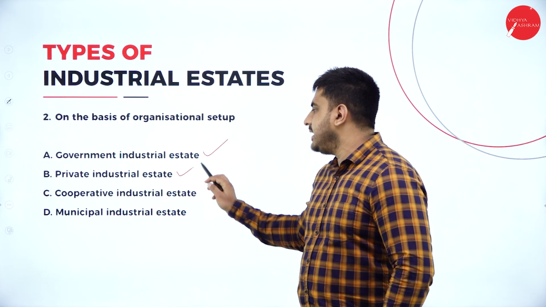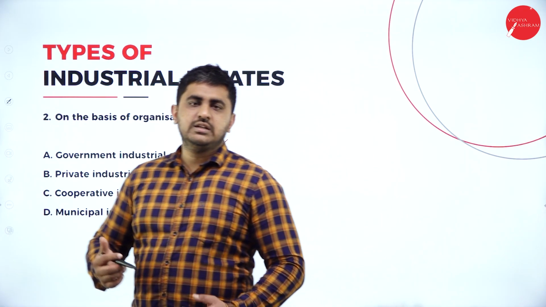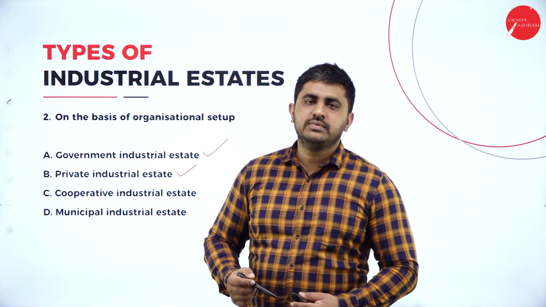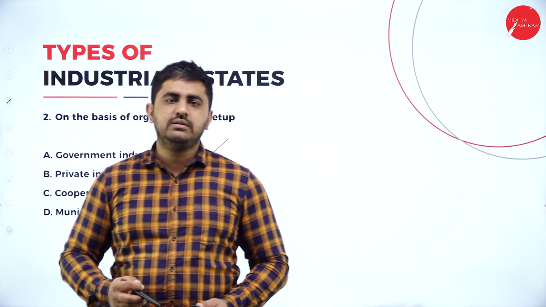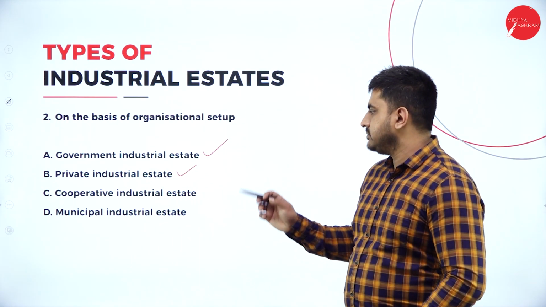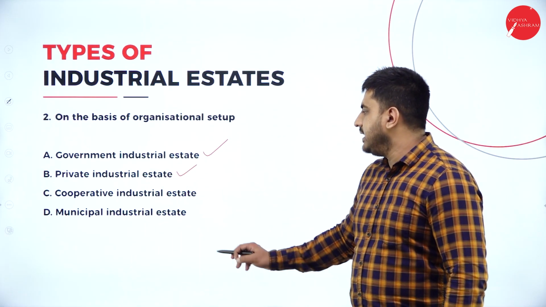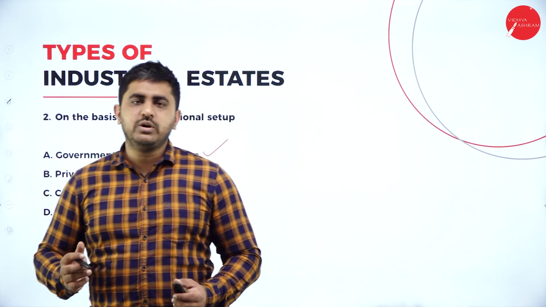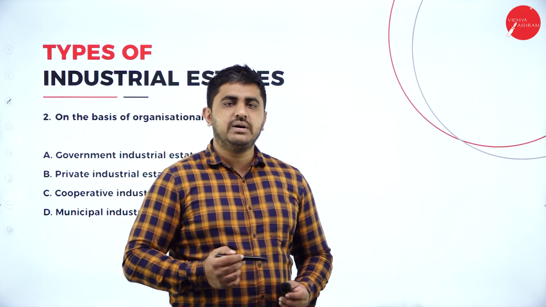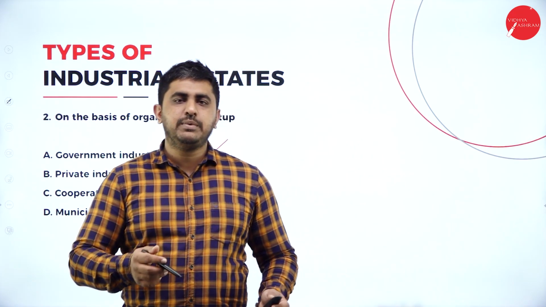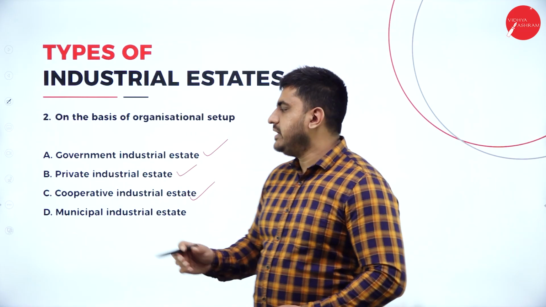Private industrial estates are set up by private parties. Suppose a person has 300 acres of land outside Mysore. He can start his own industrial estate, but only after taking the license from the government. Then cooperative industrial estate. So cooperative industrial estate is not profit motive. They want to serve their own members. Whatever profit they are making, they will help the needy people who are inside that cooperative industrial estate.